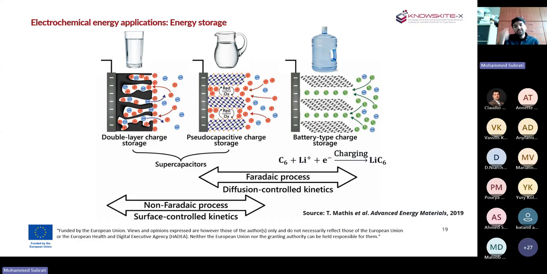Whereas batteries, of course, have much higher capacitance, but their charging and discharging times are much longer. So it depends on the applications. Supercapacitors are a unique type of material which combine the first two on the left, the electrical double layer capacitance and the pseudocapacitance from the redox sites. They combine the non-Faradaic processes, the surface control, from a physical chemical point of view, and also the Faradaic processes, the diffusion control kinetics, and the redox.